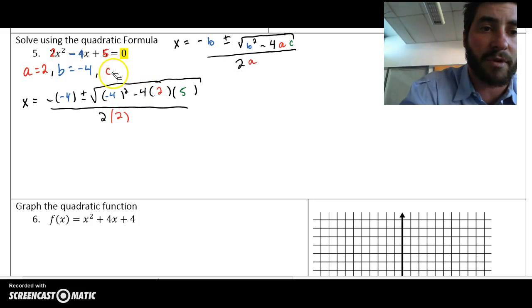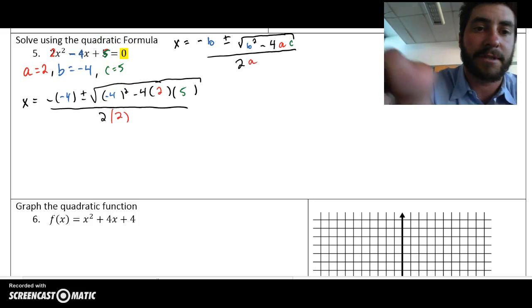C should be in green. C equals 5. C should be in green.